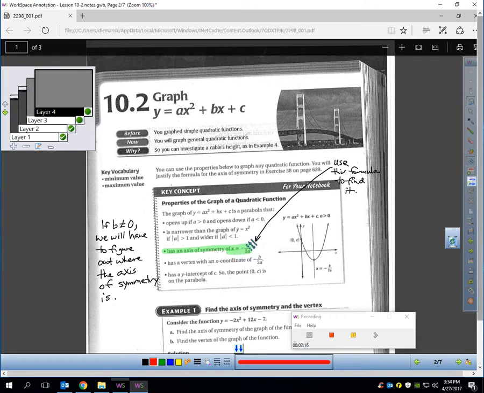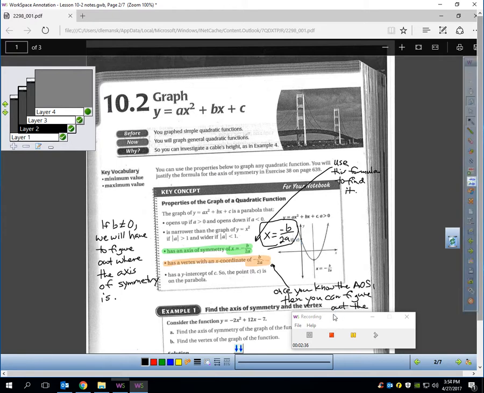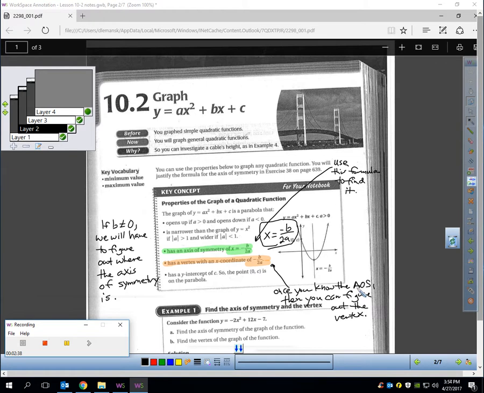X equals negative b over 2a. You should definitely get that in your notes. X equals the opposite of b over 2a. That formula will show you where the axis of symmetry is at. Now, once you know the axis of symmetry, I'm going to use AOS to stand for axis of symmetry. Once you know the axis of symmetry, then you can figure out the vertex. Because think about it. Isn't the vertex always on the axis of symmetry? Isn't the low or high point of your parabola always on that mirror line, basically? And the answer is, yeah, it is.